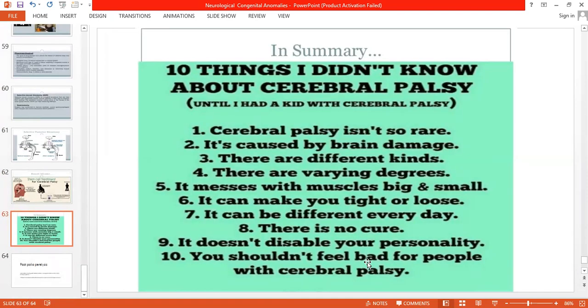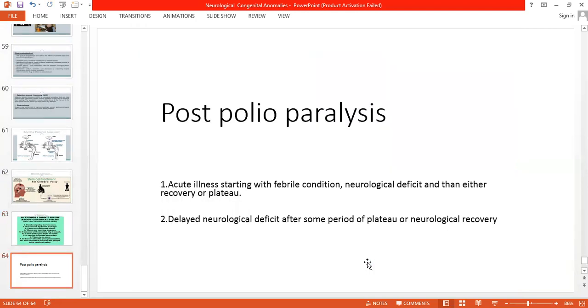In summary, 10 things regarding a CP child. The 10 things I did not know about cerebral palsy: cerebral palsy is not so rare. It is caused by brain damage. There are different kinds. There are varying degrees. It messes with muscles big and small. It can make you tight or loose. It can be different every day. There is no cure. It does not disable your personality. You should not feel bad for people with cerebral palsy. I think we have run out of time.